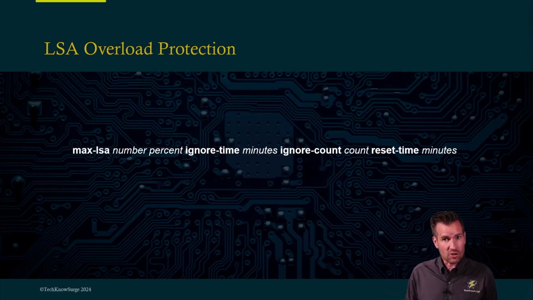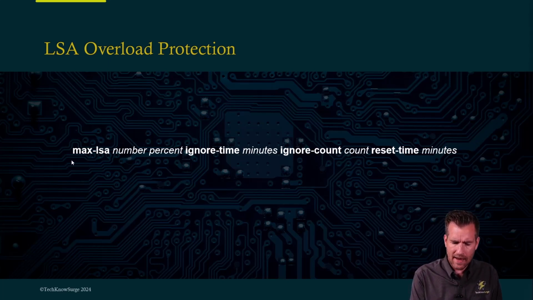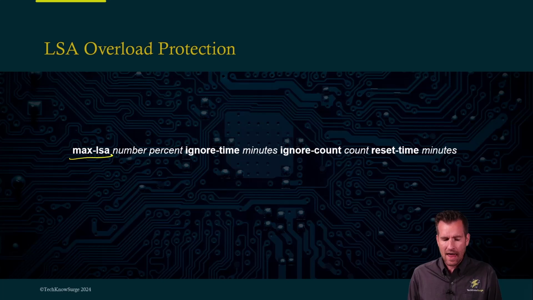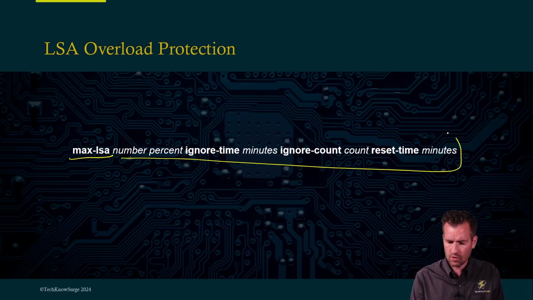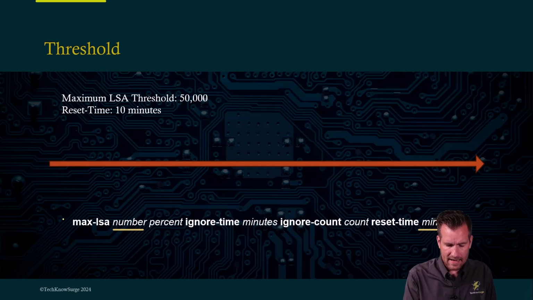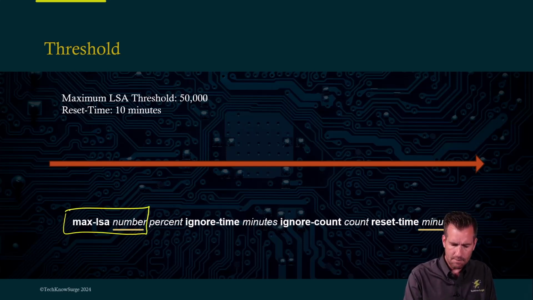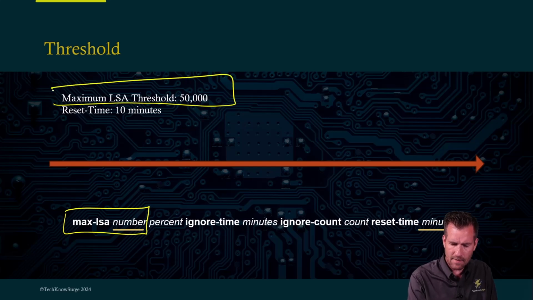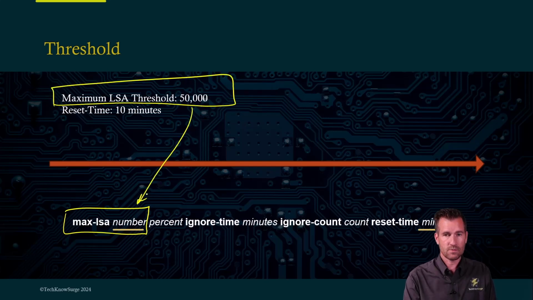If we need to change any of the numbers or thresholds, we can use the command max-LSA, with a set of parameters in order to change things from the default settings. The very basic part of this command is max-LSA and then a number. This number is represented by the maximum LSA threshold. And the default is 50,000.